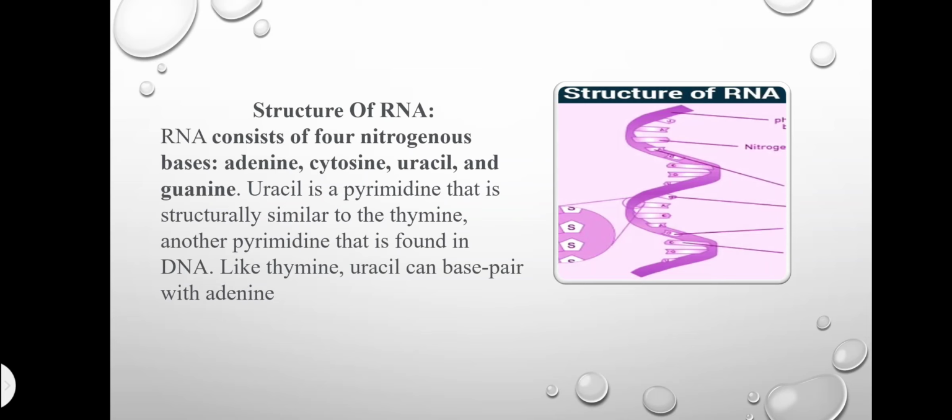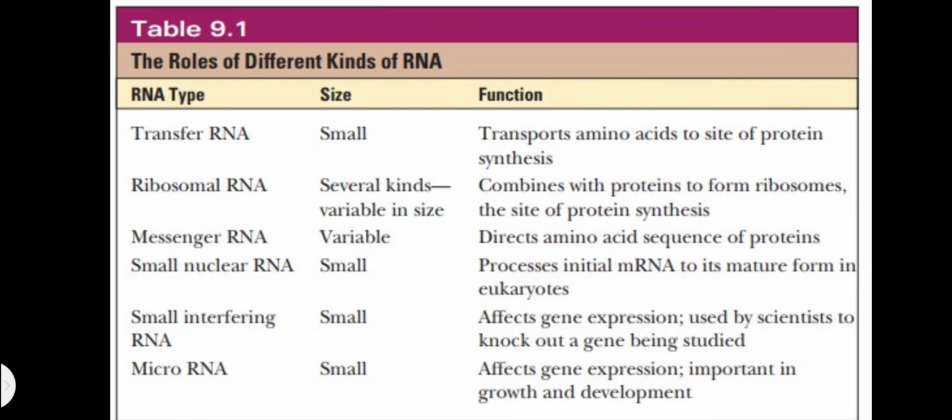Now it's the structure of RNA. Basically RNA consists of 4 nitrogenous bases. It includes adenine, cytosine, uracil and guanine. Uracil is a pyrimidine that is structurally similar to thymine, another base that is found in the DNA. Like thymine, uracil can base pair with adenine.